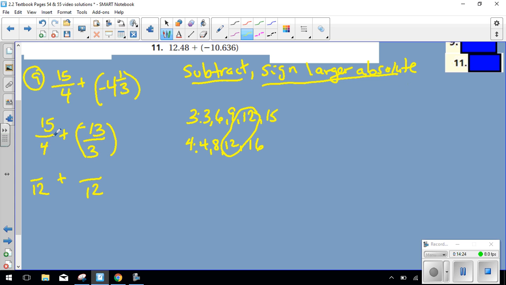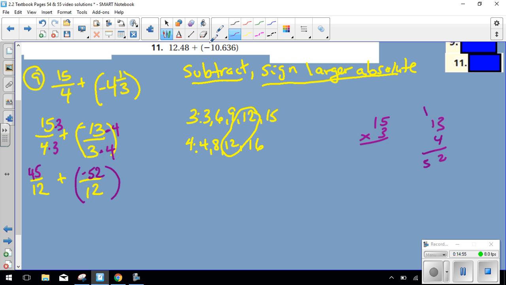So 4 times 3 gives me 12. So 15 times 3, and if you don't know it, come over to the side and do it. That gives me 45. And then 3 times 4 gets me to 12. So 13 times 4, I think that's 52. Yep. So we have -52.